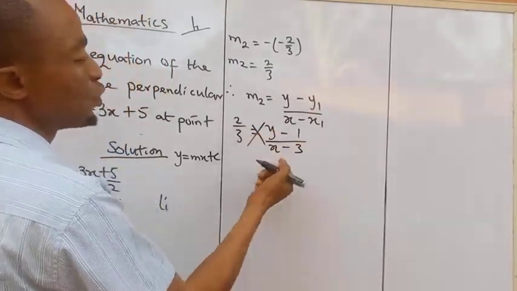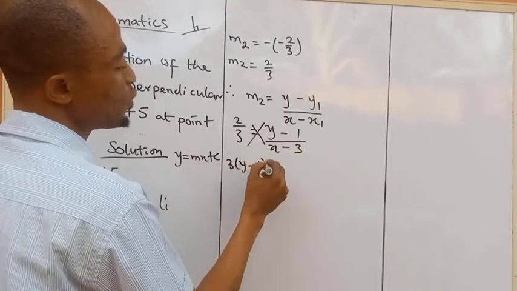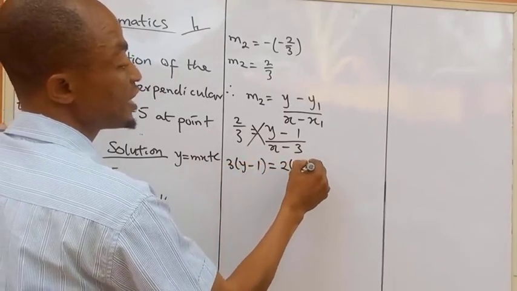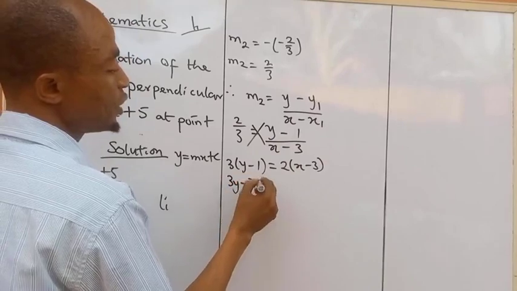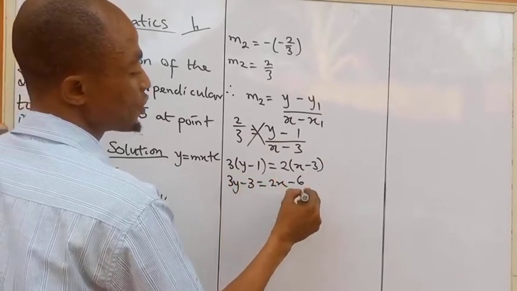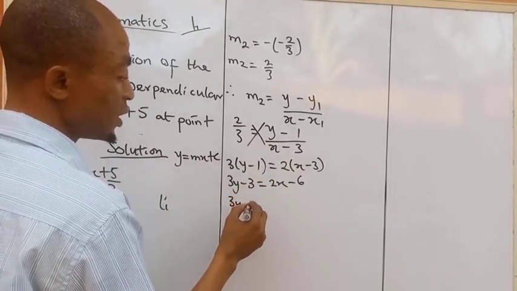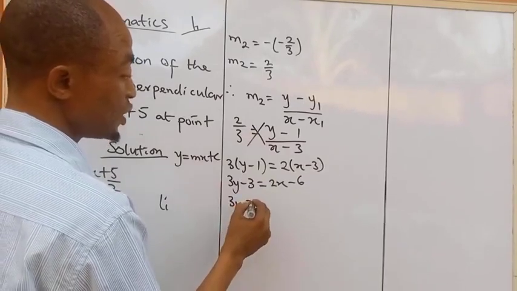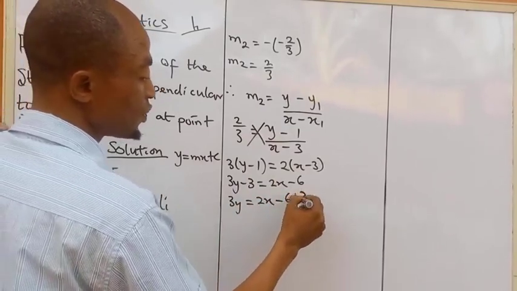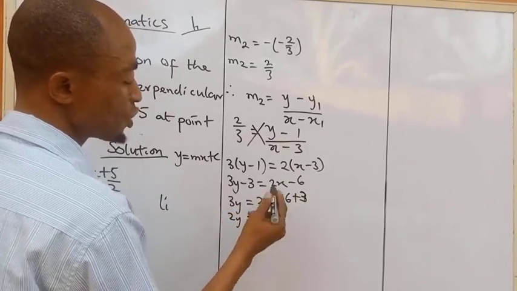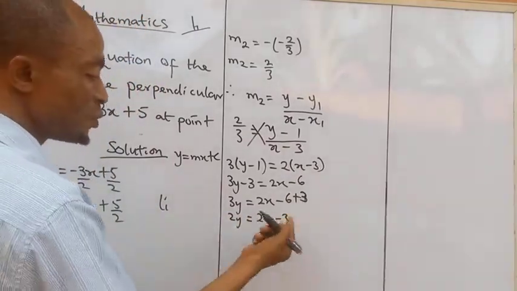So we can cross multiply. When we cross multiply, we have 3 open bracket y minus 1 close bracket equals 2 open bracket x minus 3 close it. When we open the bracket, we have 3y minus 3 equals 2x minus 6. So we collect like terms, so that we have 3y equals 2x minus 6 plus 3. So 3y equals 2x minus 3.